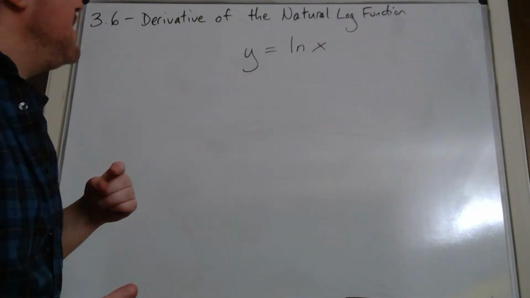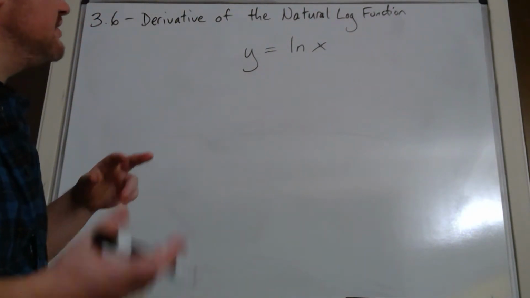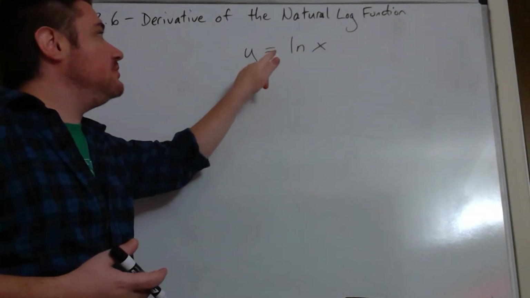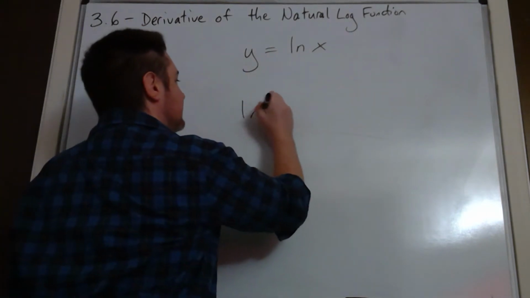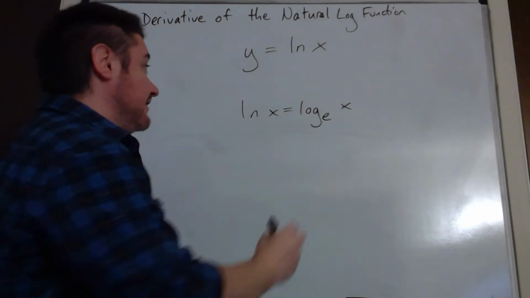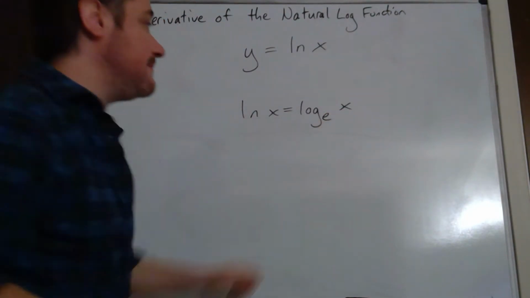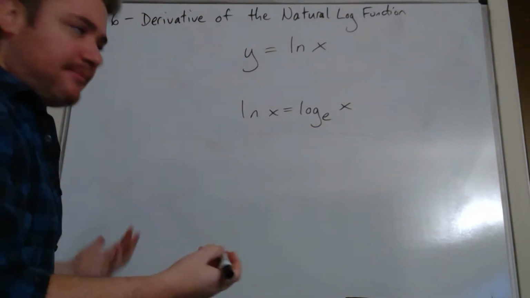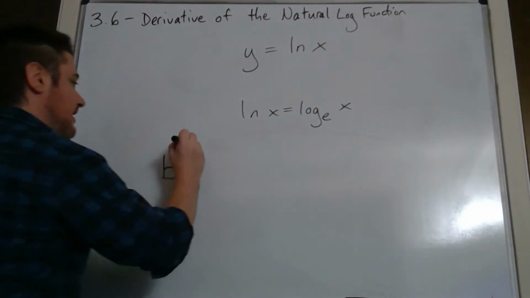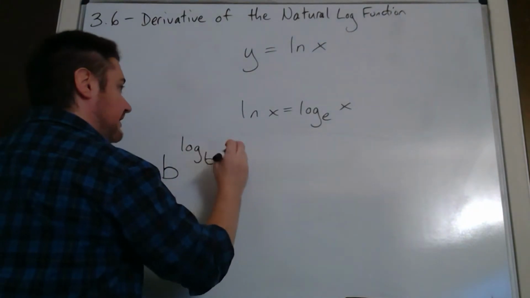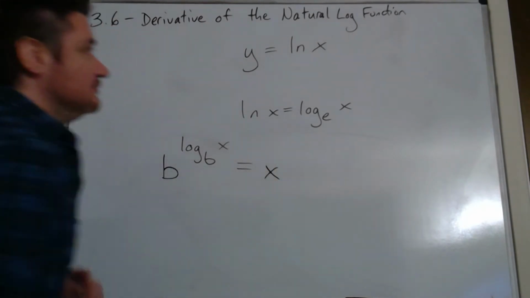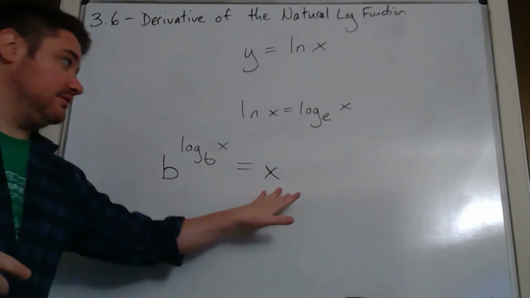Okay, so if I want to use implicit differentiation, the first thing I want to remember is that natural log of x is log base e of x. That's all it means. It's just a log function, but the base is e. And we've got a log property that if you take a base b and raise it to log base b of x, then the result is x.